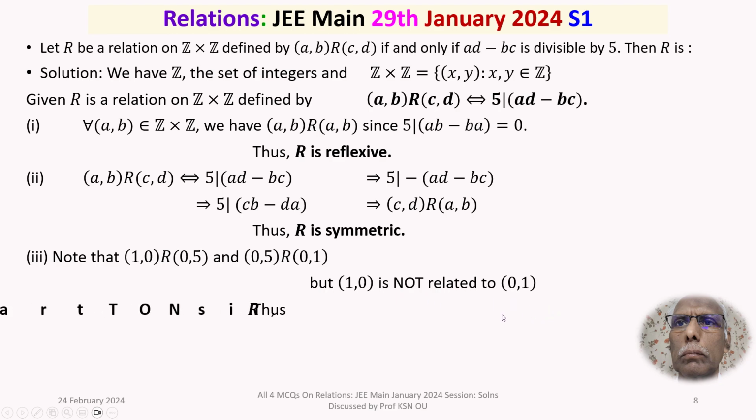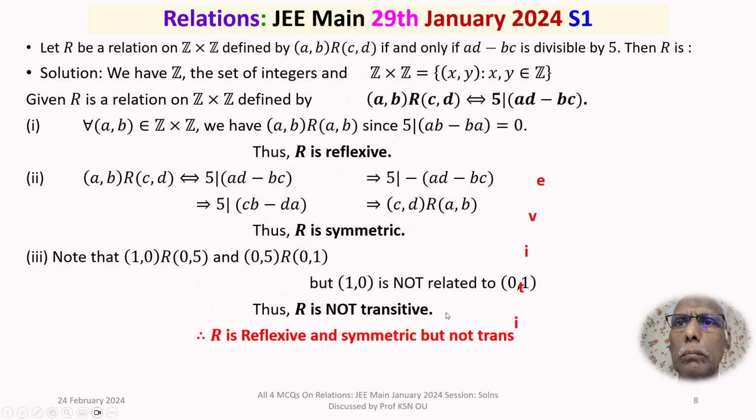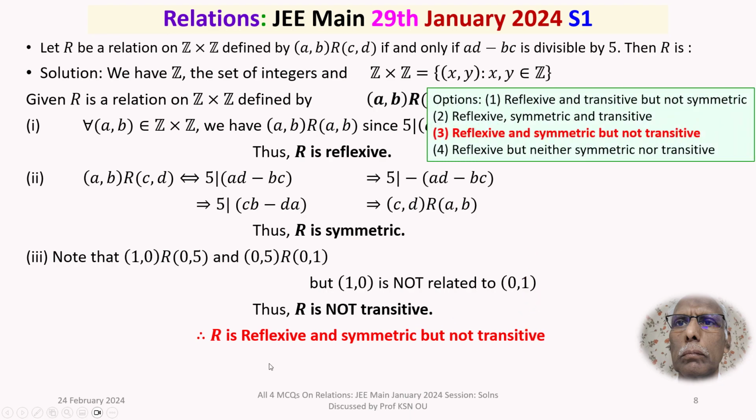Therefore it tells you that R is not transitive. So R has these properties: R is reflexive, symmetric, but not transitive. So that's the property of R. Let's look at our options. Our answer, R is reflexive and symmetric but not transitive, appears against option 3. Therefore the answer to this question is option 3.